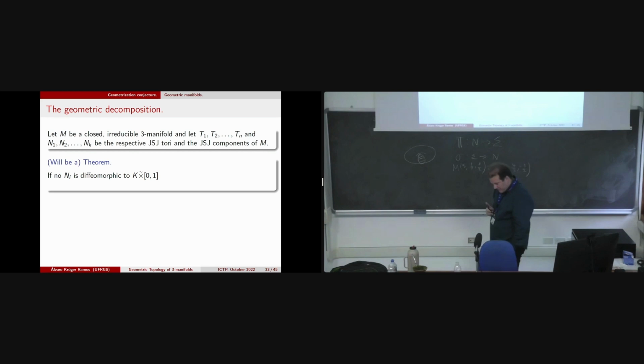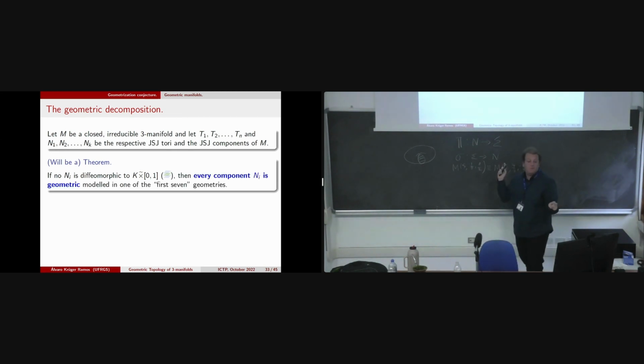If no Ni is diffeomorphic to this twisted I-bundle over the Klein bottle, the one we had at the beginning of the class, if no component is diffeomorphic to this, then everything is going to be geometric and modeled on one of the first 7 geometries.